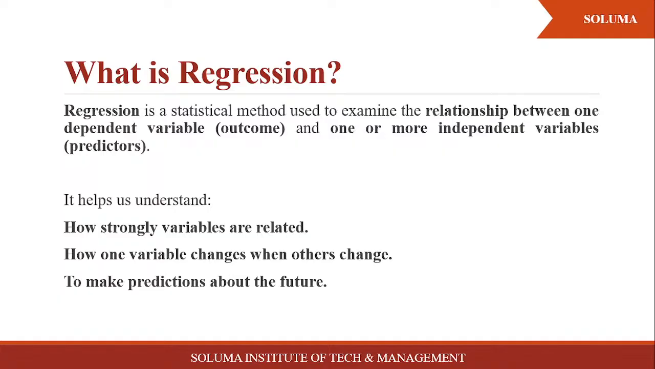Now, what we use to check causation is regression, to check the effect between a dependent variable and independent variables, where we call the dependent variable the outcome and the independent variables the predictors. So regression is a statistical method, a statistical tool, which we use to determine the effect or the relationship between two or more variables. It helps us to understand how strongly variables are related, how one variable changes when the other changes, which means it is a cause, a predictor, and then to make predictions about the future.